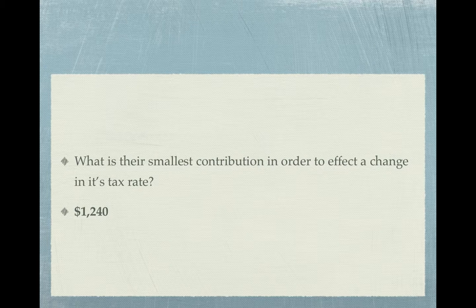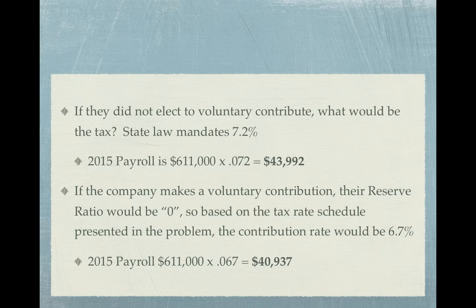It tells you in the problem that they have a negative balance of 1,240. So the minimum that they would need to do to have any change in their tax rate would be to pay that off. Because if they don't pay that 1,240, they are going to be subject to a higher tax percentage of 7.2% from there on out. So if they pay the 1,240, then their reserve ratio would drop to 0, and they would have a lower tax rate. Their contribution rate would be 6.7% based on the table that was given to you in the problem.